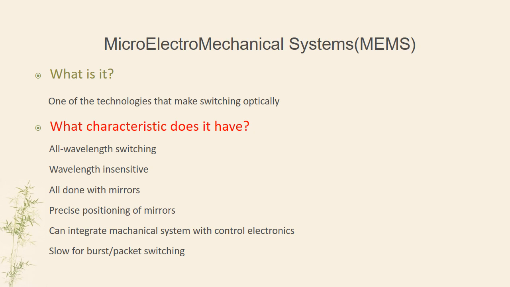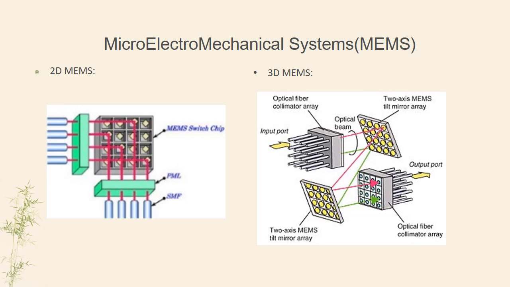Now let's talk about microelectromechanical systems. This is one of the technologies that make switching optically by being implemented on silicon using lithography. MEMS are all wavelength switching. The devices are all made of mirrors, and they are wavelength insensitive. It should be noted that MEMS require precise positioning of mirrors to achieve switching. Here is what MEMS look like in two-dimensional and three-dimensional ways.